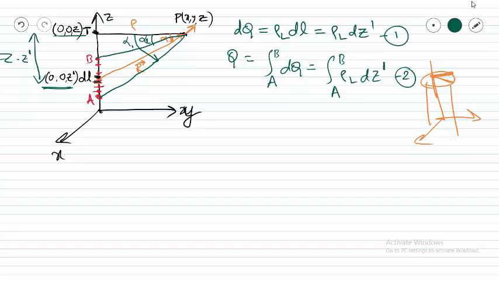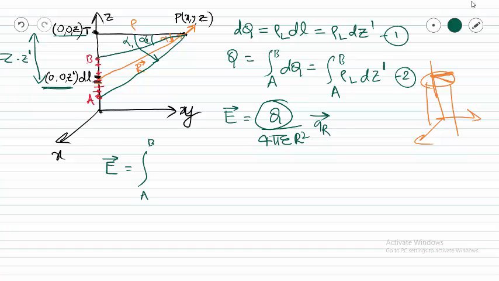Now the electric field expression is E bar equal to Q by 4 pi epsilon r square AR bar, but in this case Q is nothing but the total charge on this finite line charge distribution. So E bar is equal to the integral from A to B of rho l dz dash divided by 4 pi epsilon r square, AR bar. So now what I need to do is find what is dz dash, what is r, and what is AR bar.